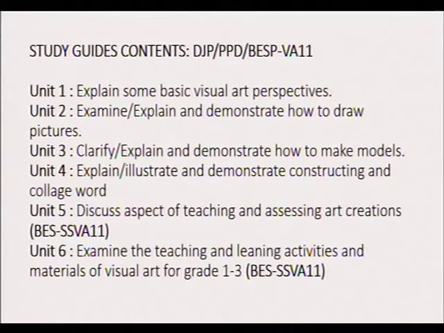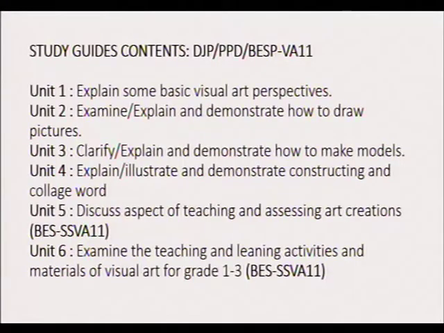But what is covered in unit 1 is the same in DJP, DPP, or PDD. Unit 1 is about explaining some basics of visual arts perspective. That is just the main title, which means under that specific unit there are subtitles that we'll look at later. Unit 2 is about examining or explaining. I used examine or explain because in some study guides that topic starts with examine, and in other study guides it starts with explain. I just wanted to make that clear.